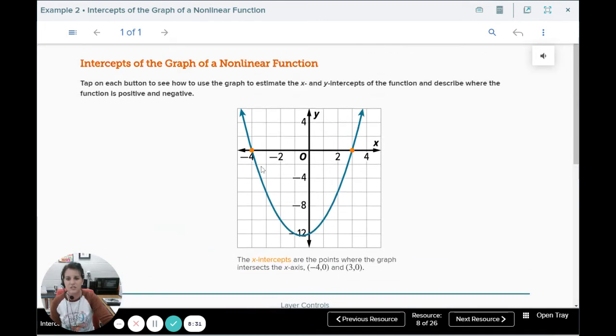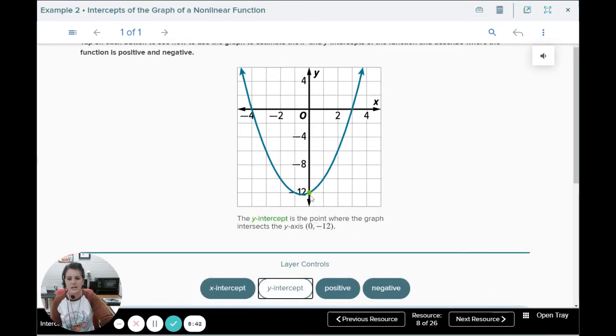So our x-intercepts, there are 2 of them, are at (-4, 0) and (3, 0). Remember, list the x-coordinate first, then the y. Our y-intercept is down here at (0, -12). My x value is 0. My y value is -12.